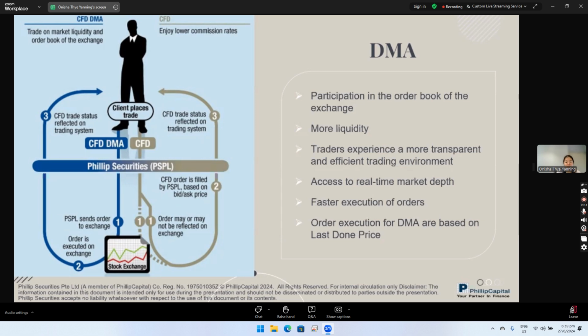And then there's a faster execution of orders. Your CFD orders are sent directly to the exchange, and you will benefit from the reduced latency and the improved responsiveness, because with direct market access your order is directly reflected on the exchange itself. DMA orders are based on price-time priority. So that's the main difference between DMA and CFD. Because with CFD, you go through us, where it may or may not reflect in the exchange itself, but DMA is directly to the exchange.